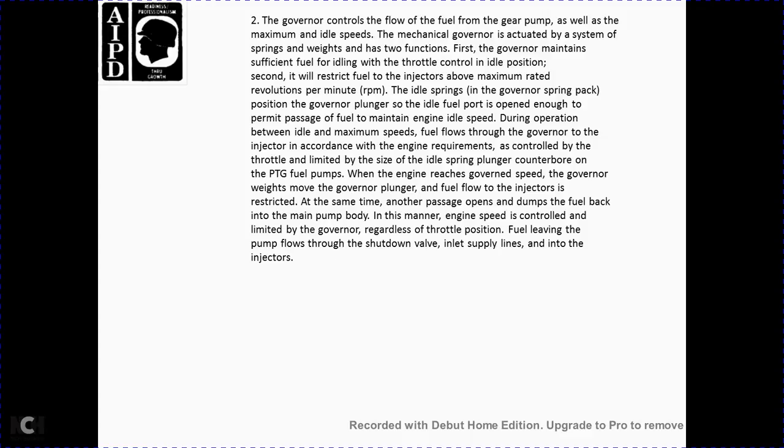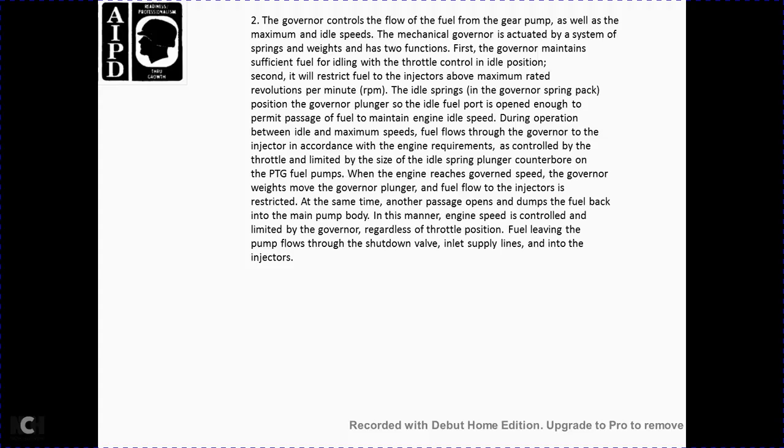The governor controls the flow of the fuel for the gear pump, as well as the maximum and idle speed, with the mechanical lever of the actuator and the system spring, with two functions. First, the governor maintains the fuel position with the idling throttle to control the idle position. Second, it restricts the fuel to the injector above the maximum rate of revolutions per minute. The idle spring with the governor spring back.